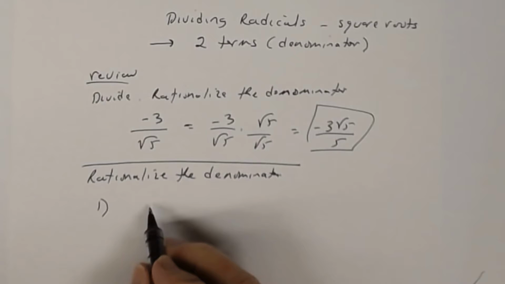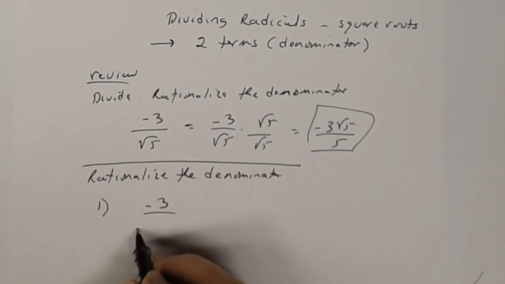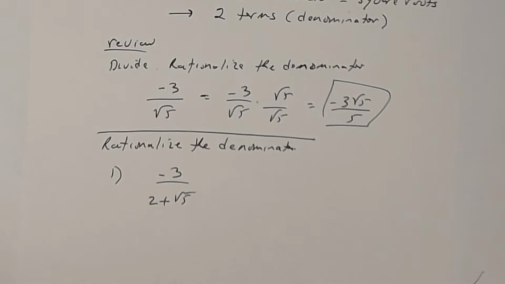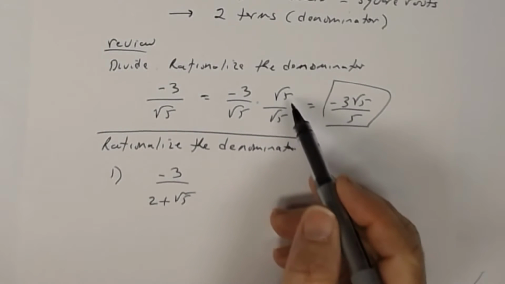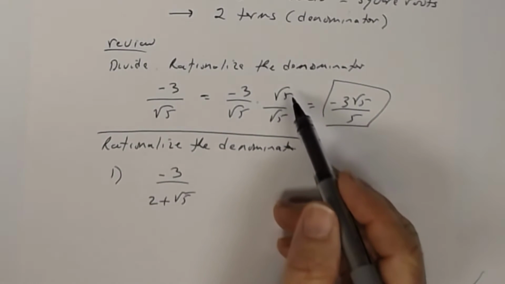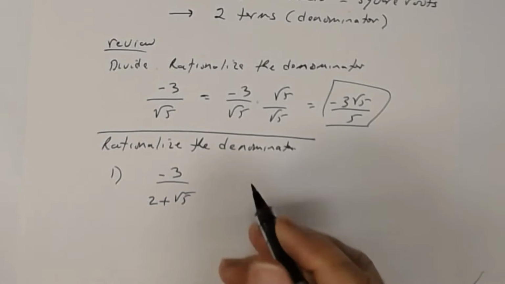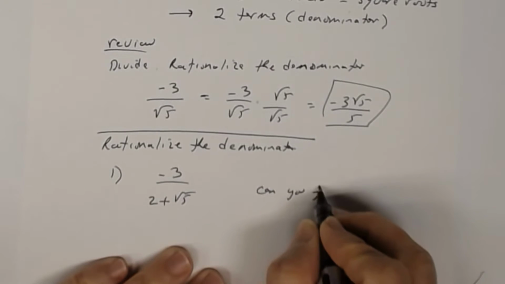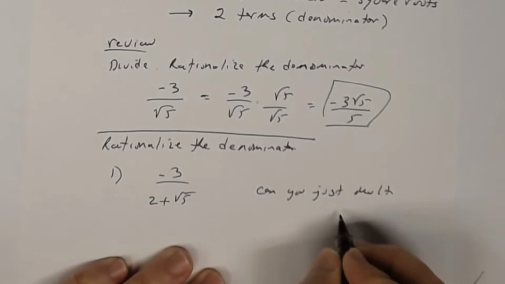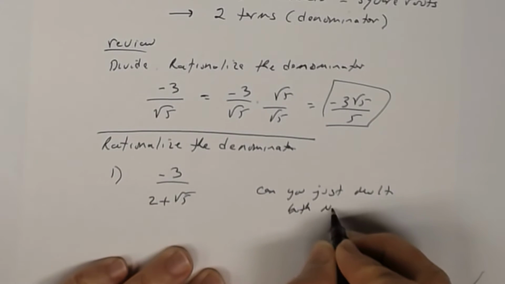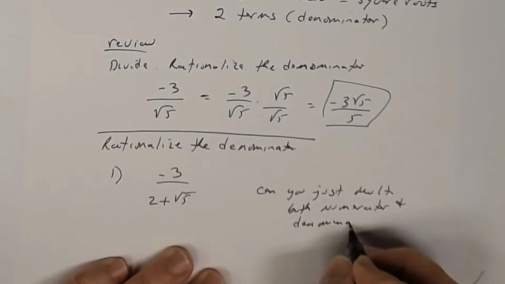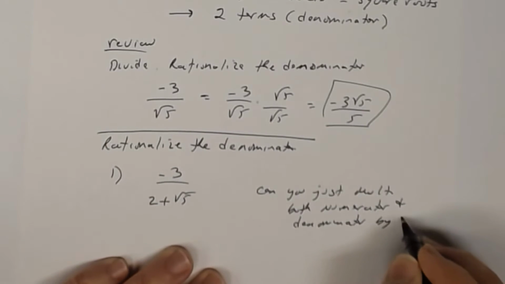But what if I had this though? What if I had negative 3 divided by 2 plus the square root of 5? It's almost the same as the last one, except notice that I have a binomial in the denominator. So you may say, can you do the same thing we did before? Can you just multiply both numerator and denominator by the square root of 5? Will that suffice?